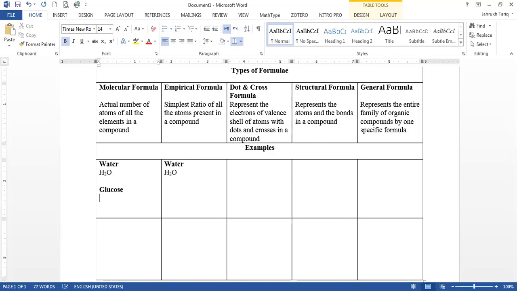CH2O. No, let's go with the molecular formula first. So C6H12O6. Right, right.